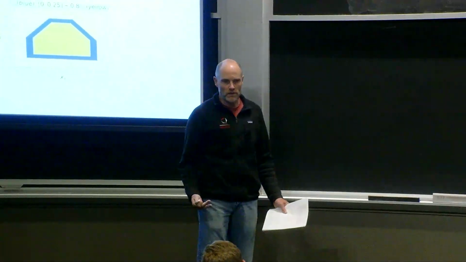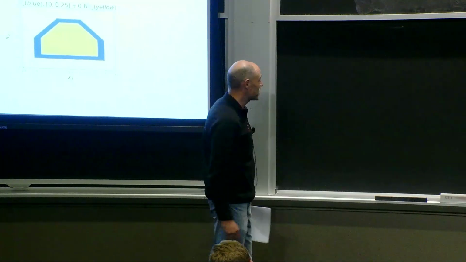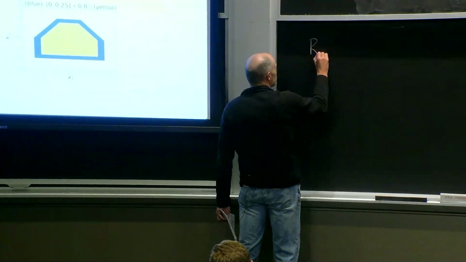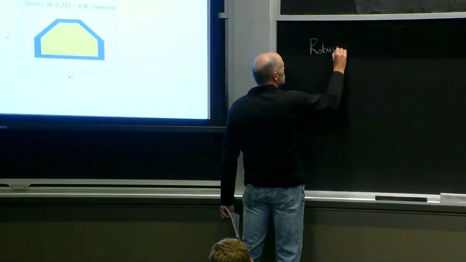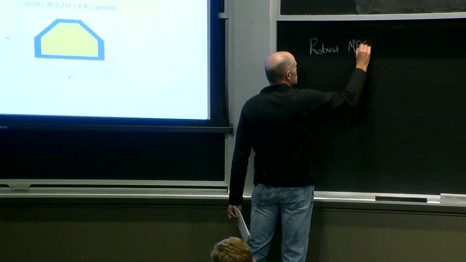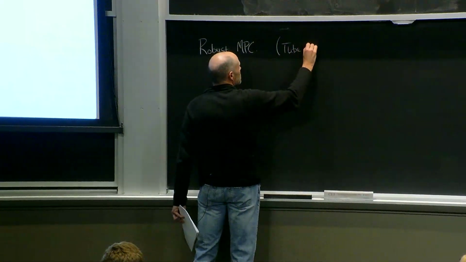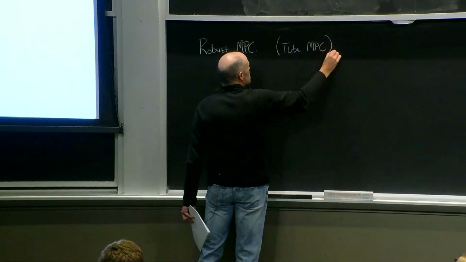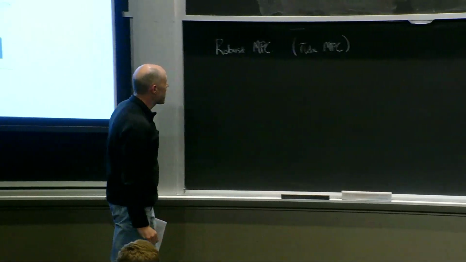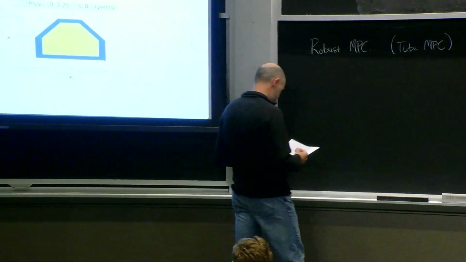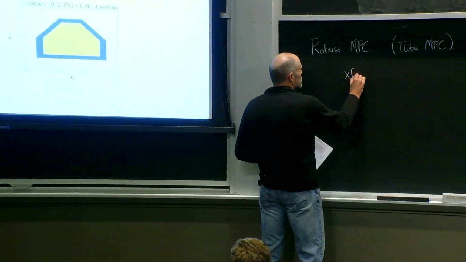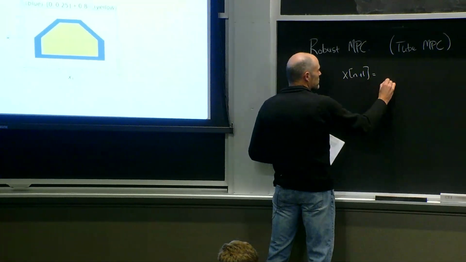Okay, so this gives us the foundation of robust MPC. This is one of the ways you could write a robust MPC, sometimes called tube MPC. All right, so now let's put some actions back in, so I have something to plan over.